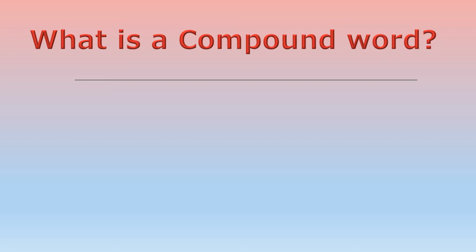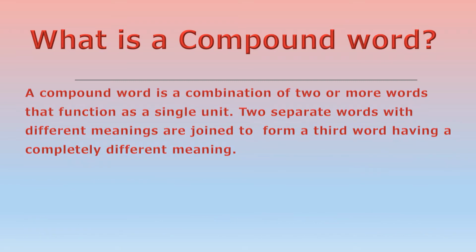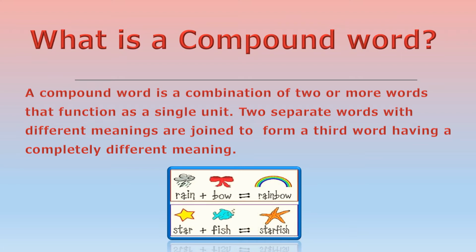Now, all the three answers, the grasshopper, honeymoon, and daybreak, are examples of compound words, which are a combination of two or more words as a single unit. Separate words, honey and moon, have different meanings. But when they come together, they form a very different meaning altogether. Examples are rain and bow, which give you rainbow, star and fish, which gives you starfish.